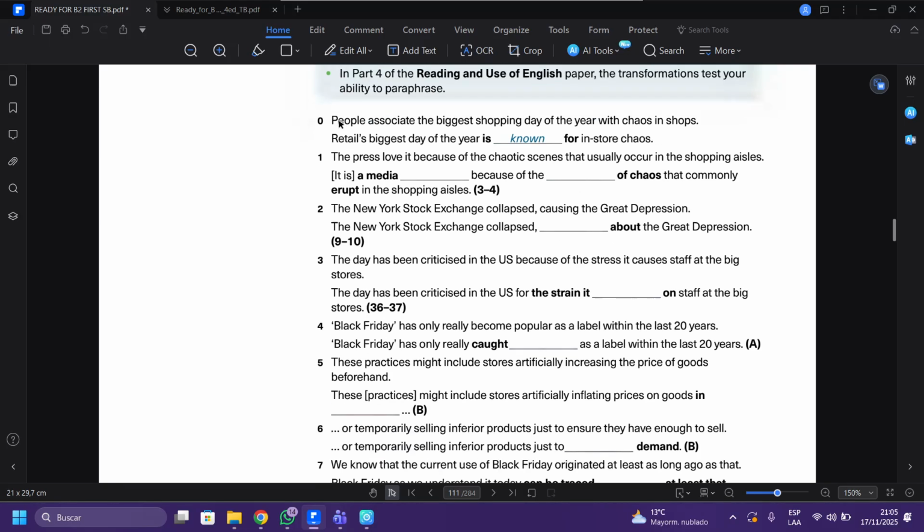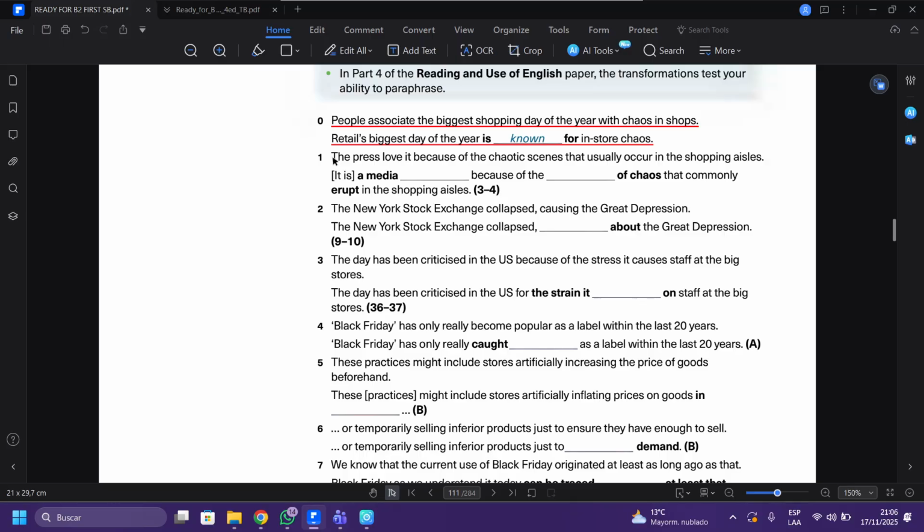So as you can see here, I'm going to highlight this one. People associate the biggest shopping day of the year with chaos in shops. In the next sentence, in other words: retail's biggest day of the year is known for in-store chaos. As you know, we complete with a noun and change the sentence just a little bit, but with the same meaning.